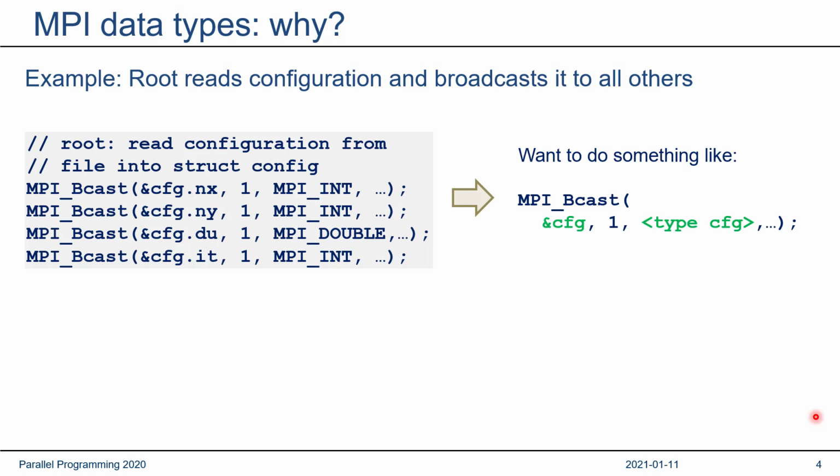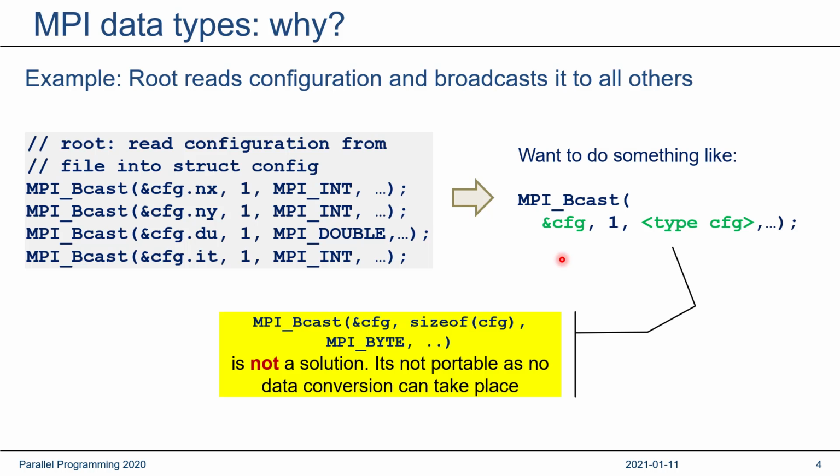So in this case, we would read something from a file and then have a couple of broadcast function calls in order to broadcast parts of this configuration, which would be here in this example, two integers, a double and an int, to everybody else. Now this is of course error prone and cumbersome. What we'd like to do is pack it all into a single broadcast and send it in one go. So that's what we want.